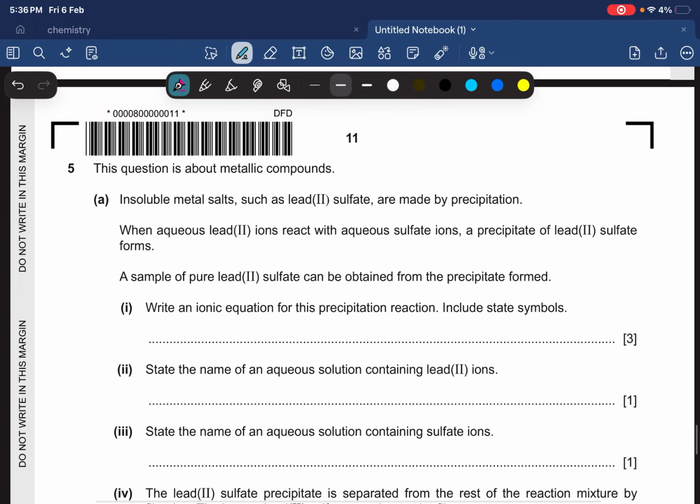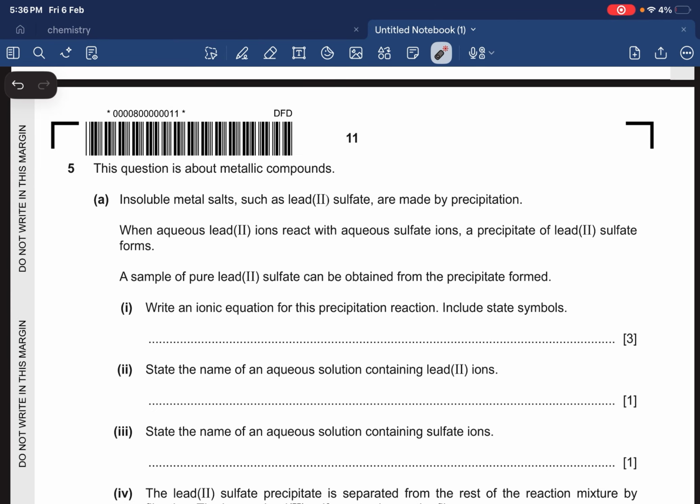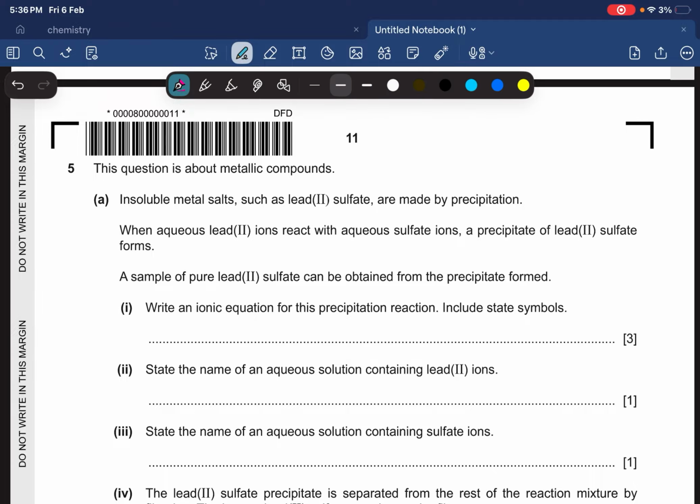This question is about metallic compounds. Insoluble metal salts such as lead sulfate are made by precipitation. We know for precipitation we use two soluble salts to make an insoluble salt. When aqueous lead ions react with aqueous sulfate ions, a precipitate of lead sulfate forms. A sample of pure lead sulfate can be obtained from the precipitate. Give the ionic equation for the precipitation reaction.